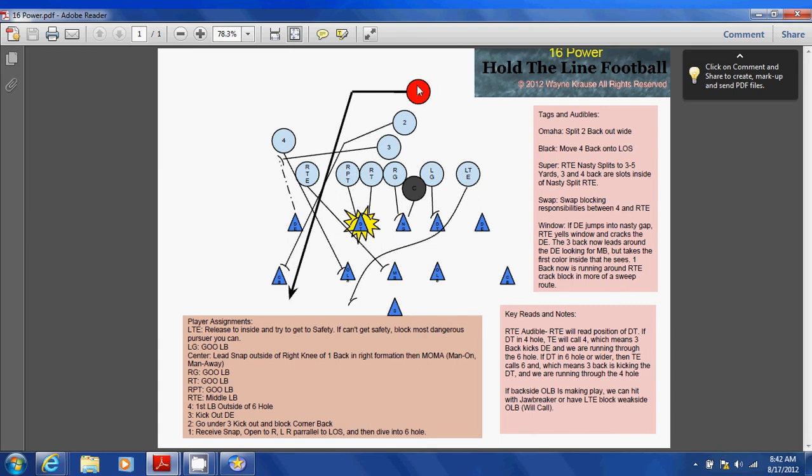The 1 back now, instead of taking 3 steps, is going to take a 2-step route. He's going to take a left step, cross over with his left, and then a right cut through the hole. And again, look for daylight to the outside or a seam back to the inside. 4 back, he blocks the outside linebacker, no matter if it's a 4 or 6 call. And that is the 16 power.